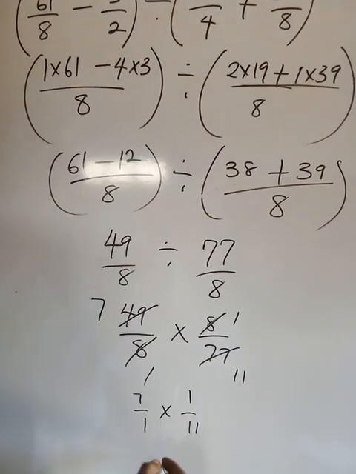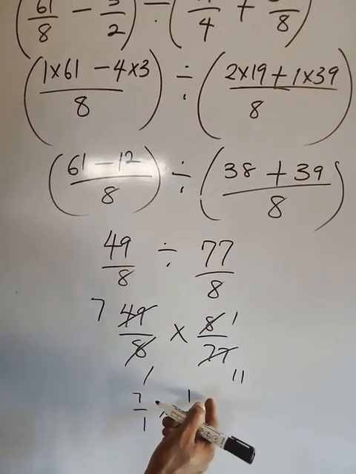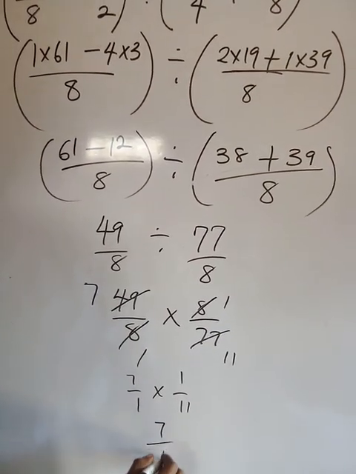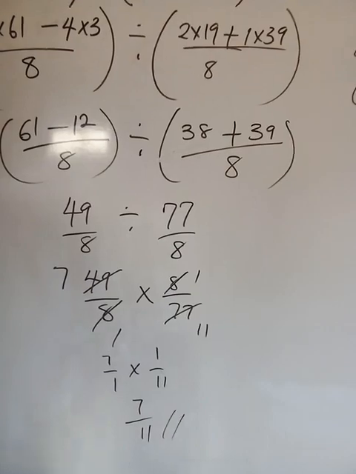And you know, when you are multiplying fractions, you just multiply numerator by numerator and denominator by denominator. So 7 times 1 is 7, and 1 times 11 is 11. And this is actually the solution to this very problem.